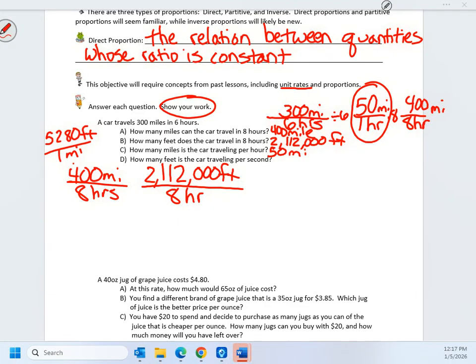Then our last one. How many feet is the car traveling per second? Oh my. Using our knowledge, what do you think we need to do to solve that one? How many feet is the car traveling per second? What do you think, Joe? They're traveling 50 miles in 1 hour, and there are 60 minutes in an hour, and 60 seconds a minute. Okay, hold on. So 50 miles in 1 hour. We've already done that math. Tell me what you said again?